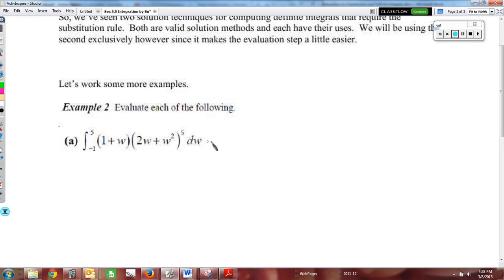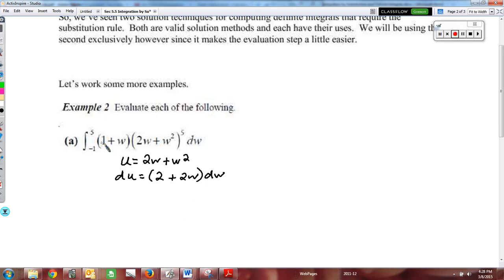Notice I don't have an x, I have a w there. Don't let that bother you. I'm going to notice that I have a u substitution. U is going to be 2w plus w squared. We're working on power rules integration. So when u is this, I calculate my du, 2 plus 2w dw, in your differential form.